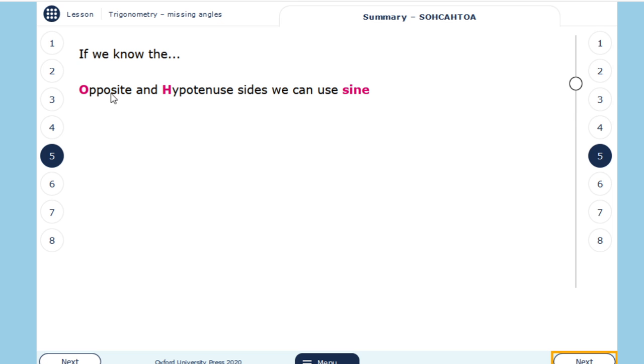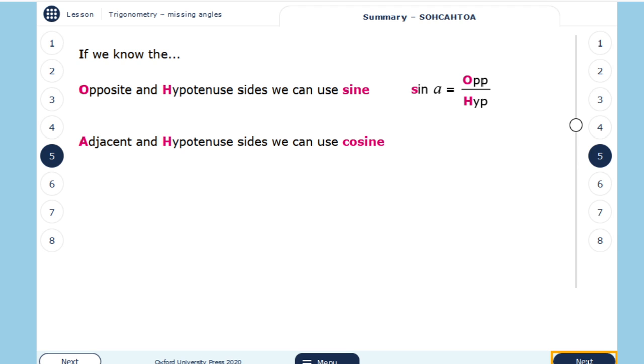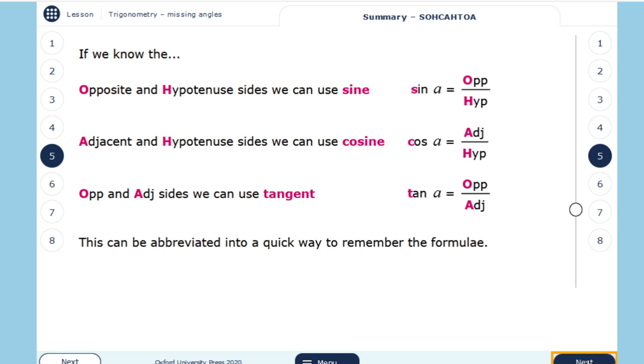Now, if we know the opposite and hypotenuse, we use sine, adjacent and hypotenuse, cosine, opposite and adjacent, I use the tangent. That's why we have SOHCAHTOA.